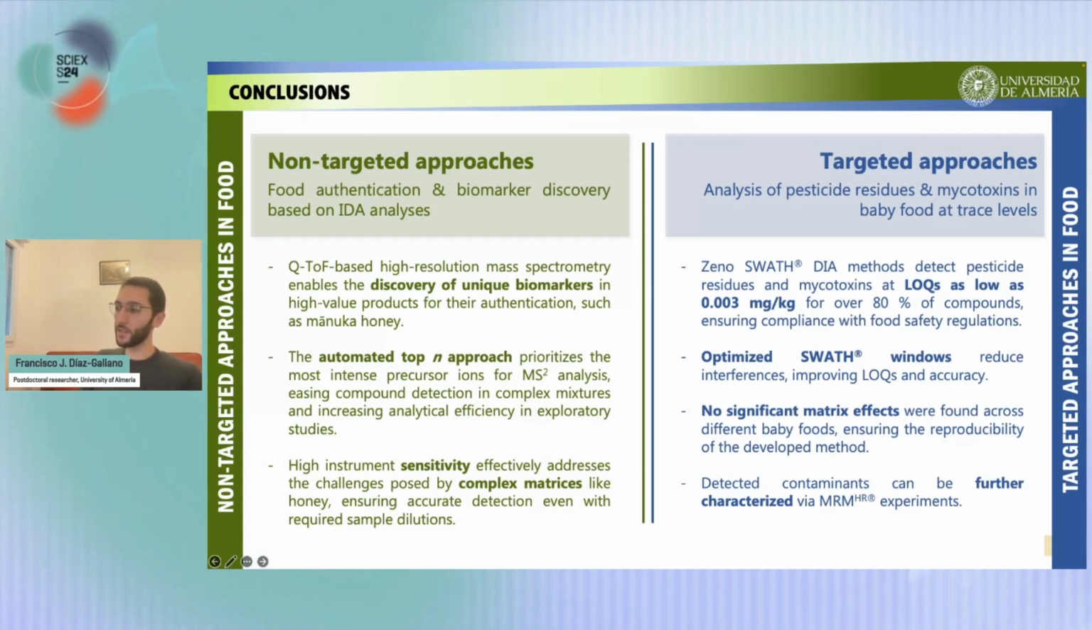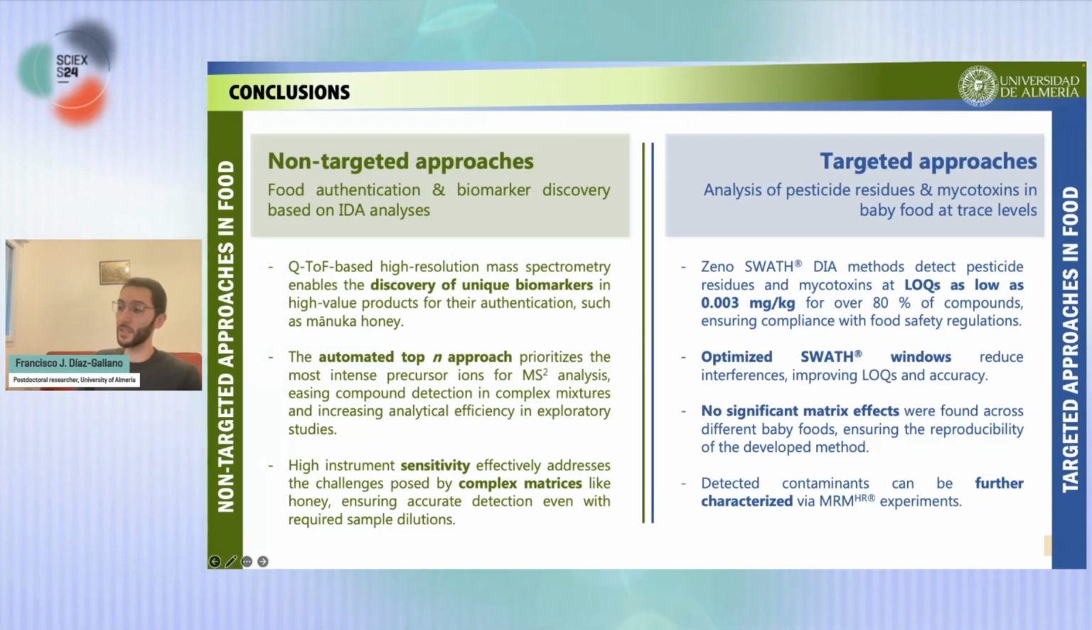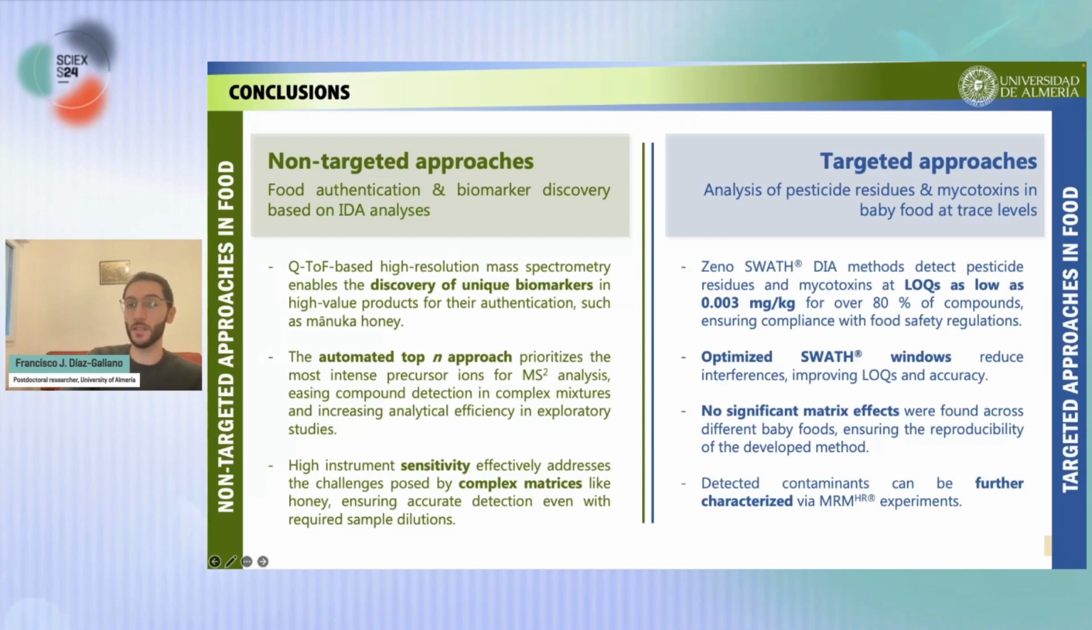And finally, regarding the targeted approach, the XenoSWATH DIA method allowed us to detect many pesticide residues and mycotoxins at LOQs as low as 3 ppb. The optimized SWATH windows allowed us to reduce interferences, to improve the LOQs and accuracy. We found no significant matrix effect for these matrices. And the detected contaminants can be further characterized via MRMHR experiment, which was quite helpful in some cases.